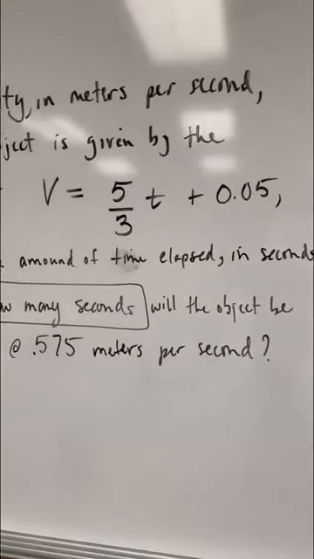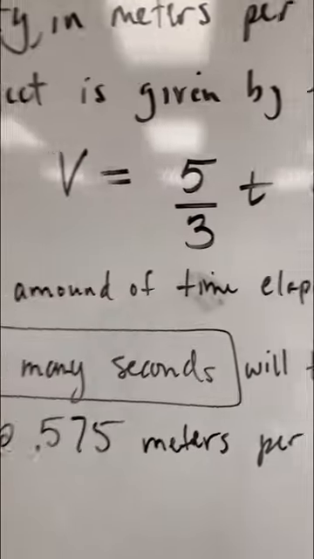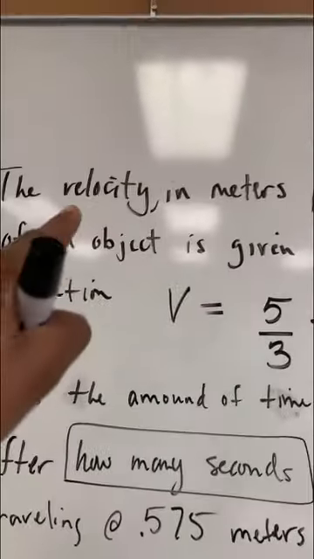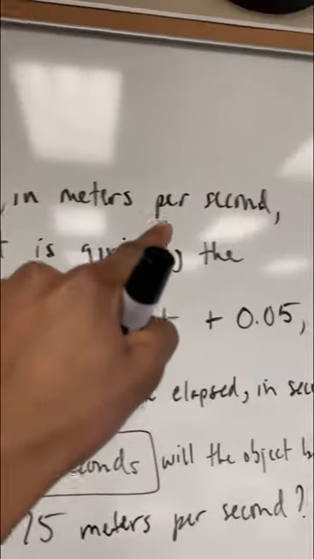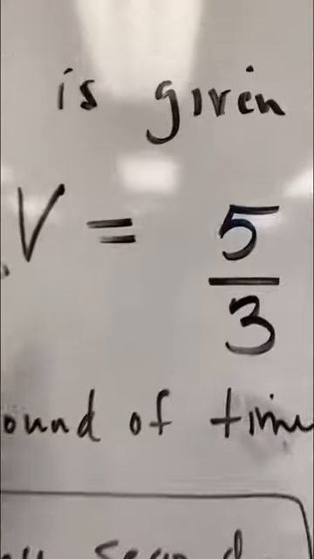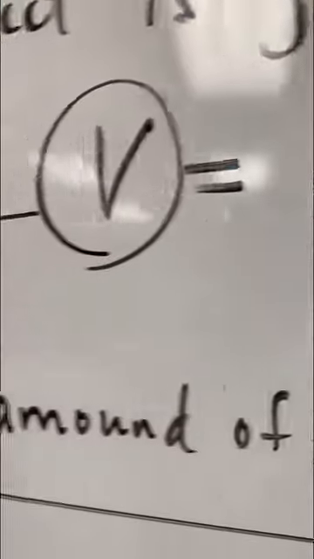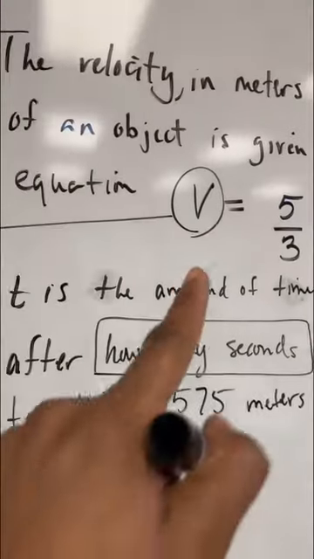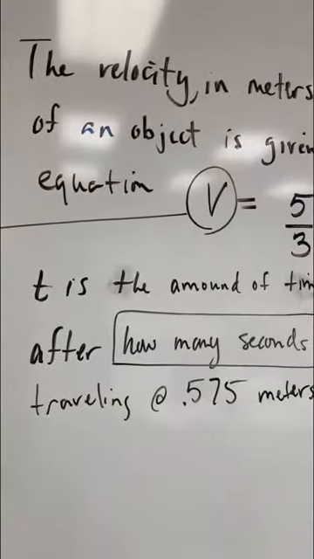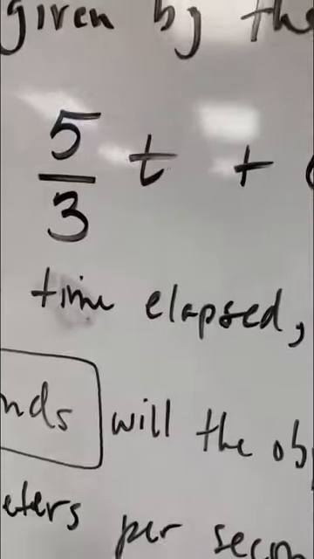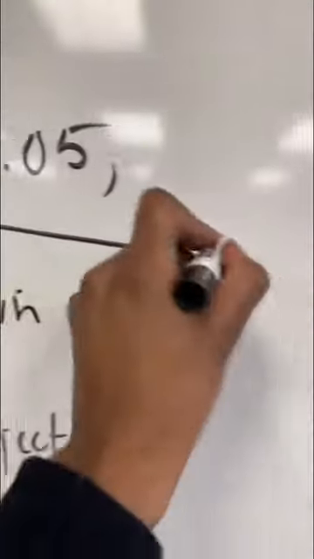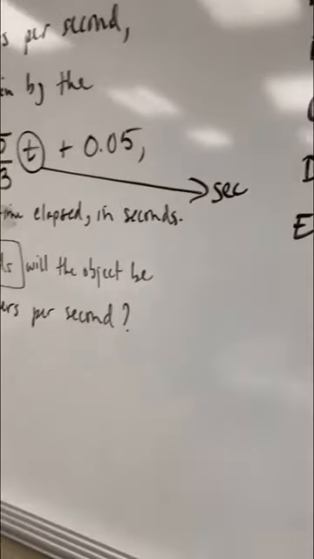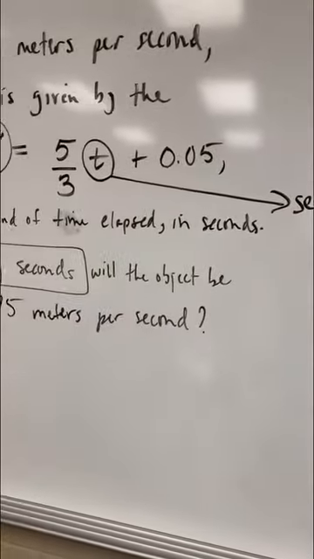Second thing we do is we take a look at this equation itself. And it tells you up top, velocity is in meters per second. That means whatever number goes here has to be meters per second. This one right here is T. Whatever number goes there has to be in seconds. All right, so that's just letting you know the placement of those values.